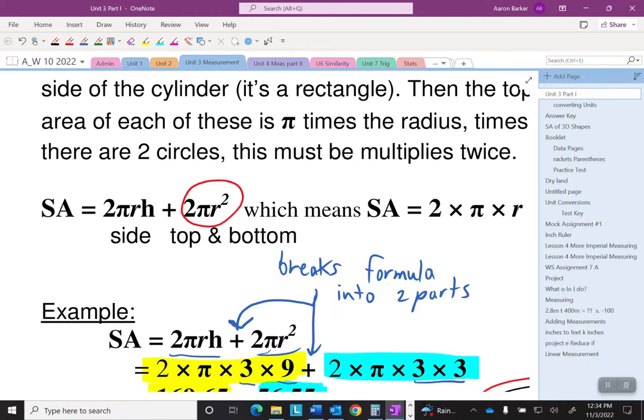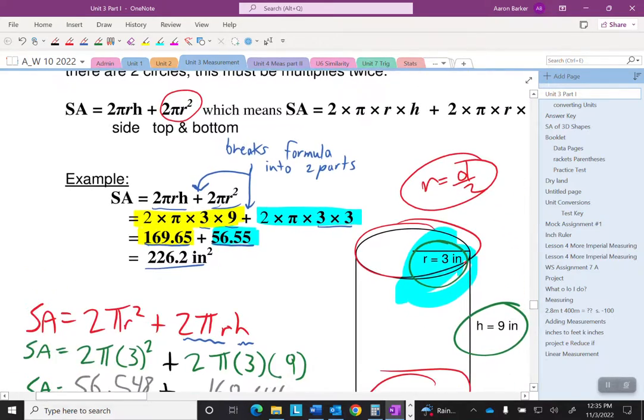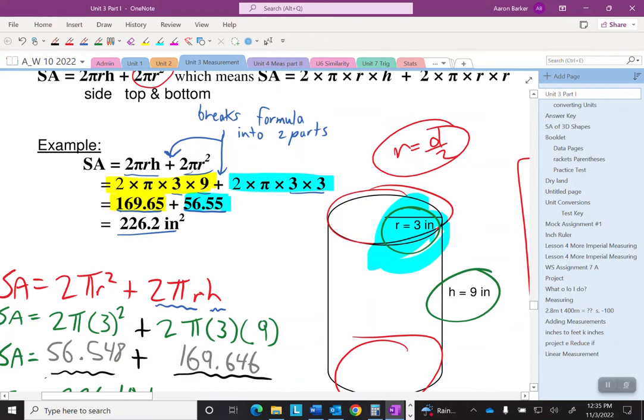On this, looking at the formula, what's the radius of the cylinder? 3. What's the height of the cylinder? 9, or h equals 9. So on our shape here, we have radius equals 3. That's at the very top. Right here, radius equals 3. Highlight that in yellow. Height equals 9. So we would substitute that in, and we would get 2 times pi times 3 times 9.